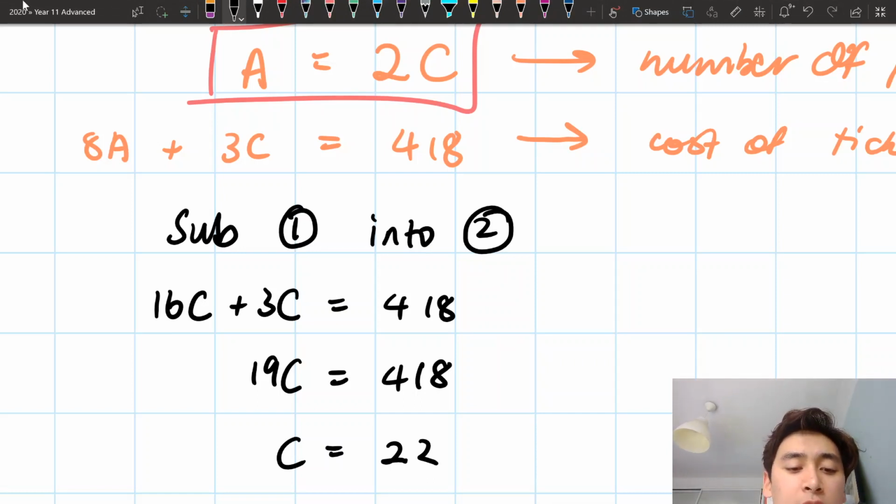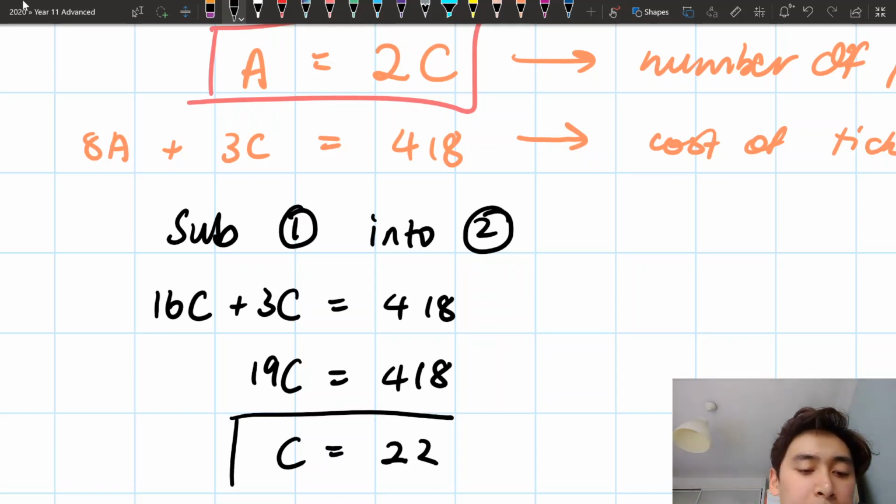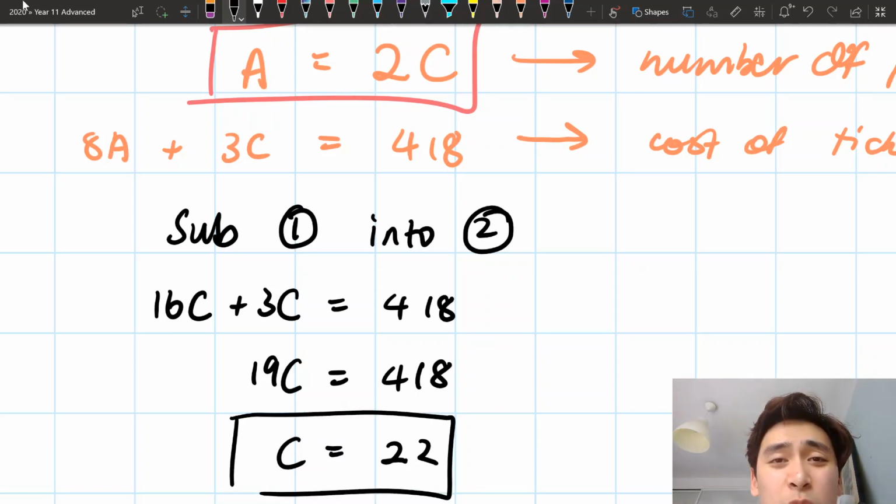Now you can check this for a reasonable answer. It's a number of children. Usually this answer won't be a fraction. If you did get a fraction, you'd be concerned. So this answer seems legit. Okay, cool. So I've got C is equal to 22.